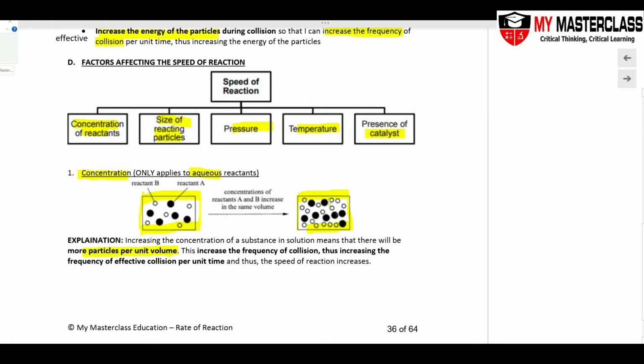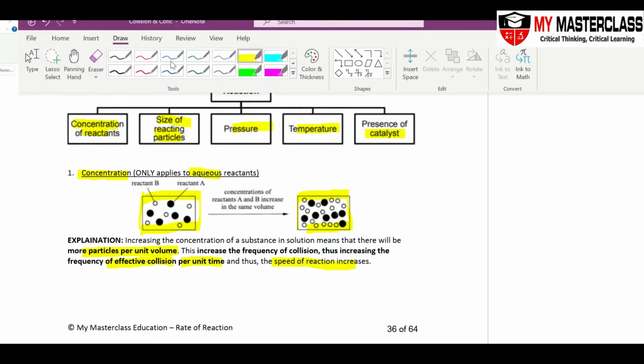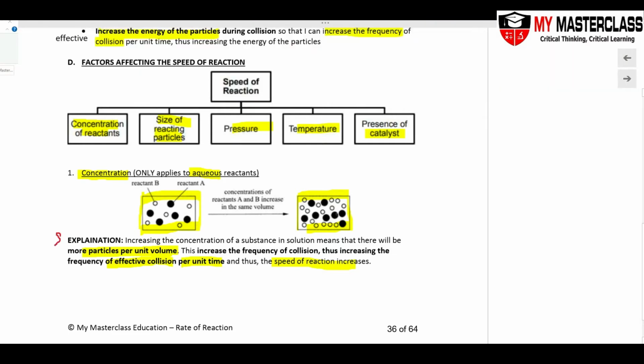If I have more particles, they can collide more readily. This will also increase the frequency of effective collisions per unit time. So when they collide, there will be more effective collisions also, and this will increase the speed of reaction. This explanation, word for word, we have to write when we explain concentration using collision theory to explain the speed of reaction.